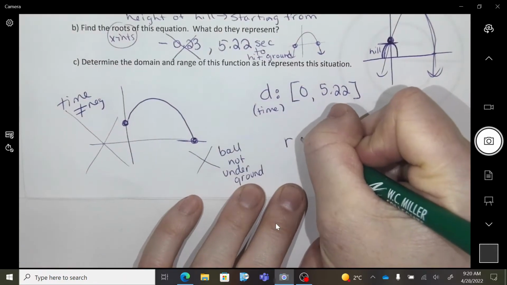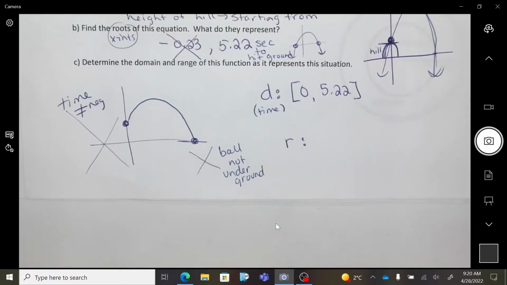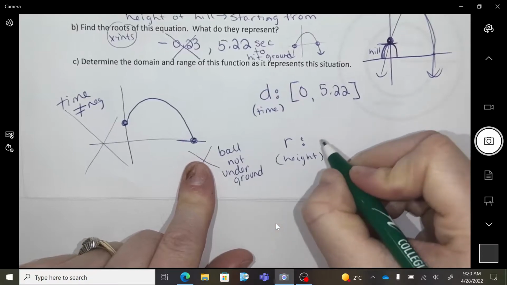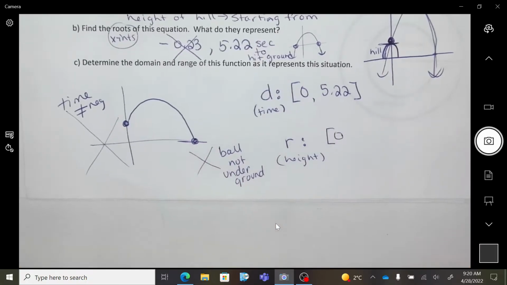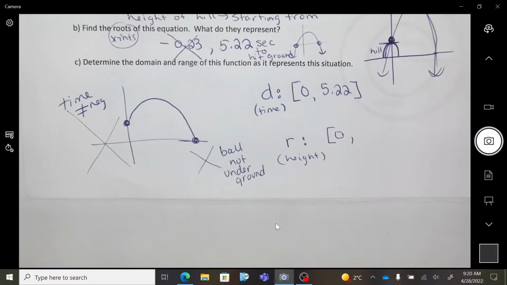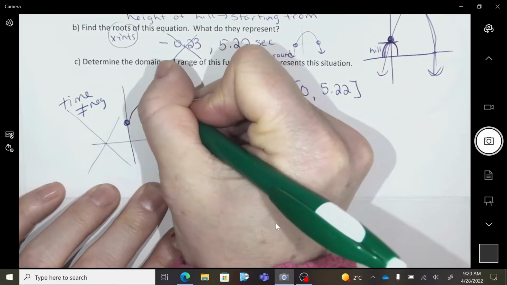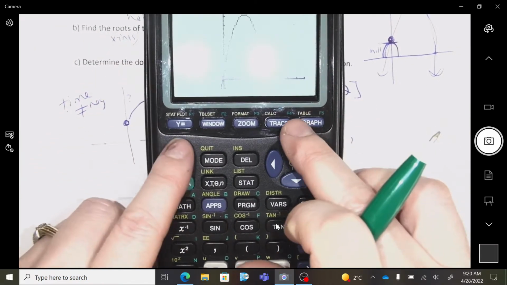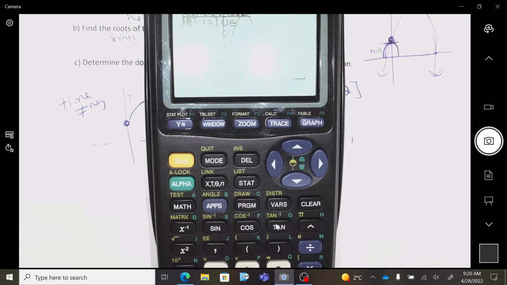Okay, what's the range? What's the lowest height? So 0, ground level. A height of 0 is the ground level. And what's the highest height? I don't think we have that number yet. So we need to get that number. What's the highest height it will go? So calculate the max.